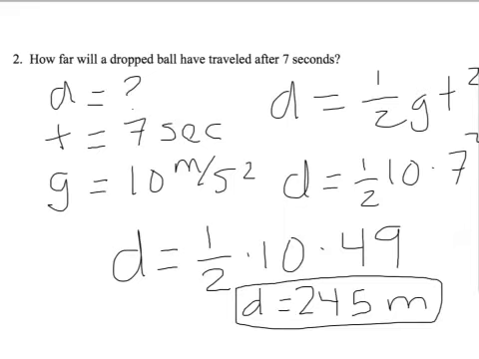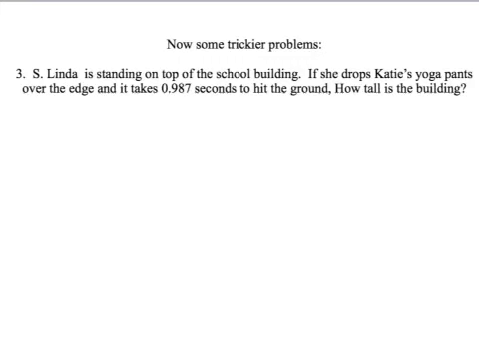And I'll put a box around my answer. Okay, let's try a trickier problem. Sister Linda is standing on top of the school building. If she drops Katie's yoga pants over the edge and it takes 0.987 seconds to hit the ground, how tall is the building? Well, I'm going to go ahead and, just like always, identify my variables.